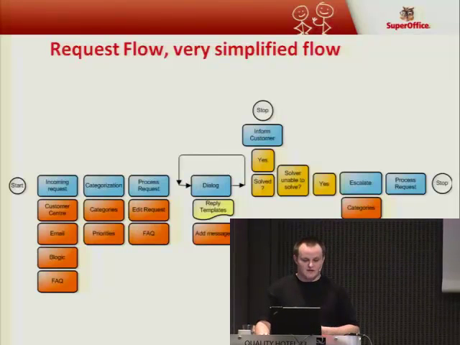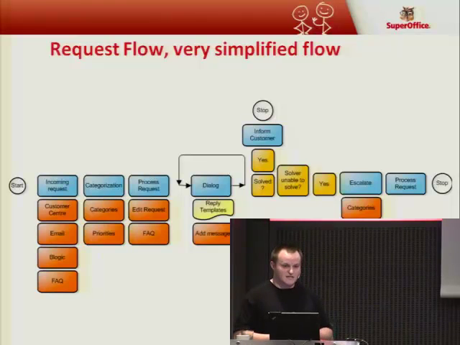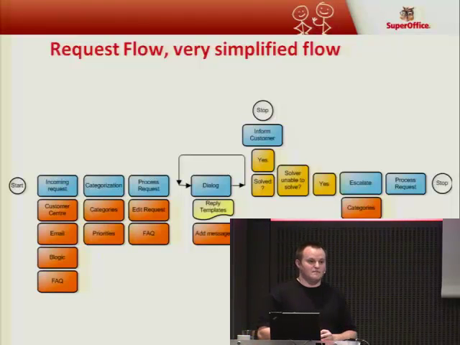But when you have an incoming request, the first thing the system does is categorize it, places it into a category. Based on that category, you can choose what kind of delegation method it should be. It also needs to have a priority. And connected to the priorities, it could have several escalation levels, for instance.